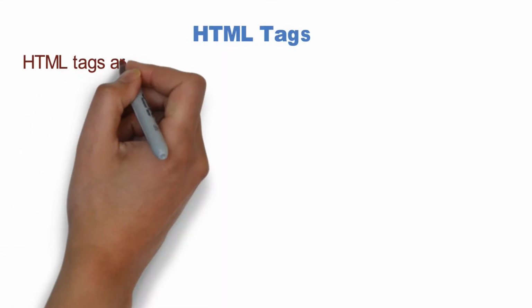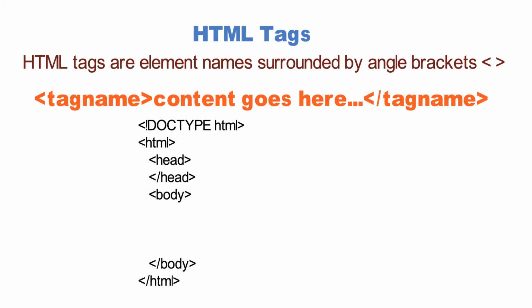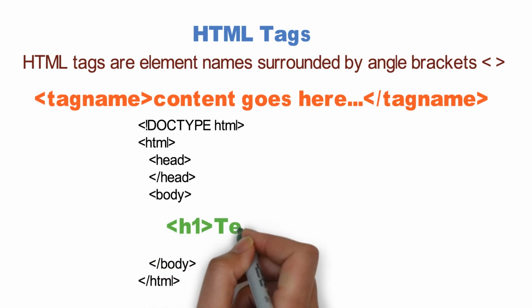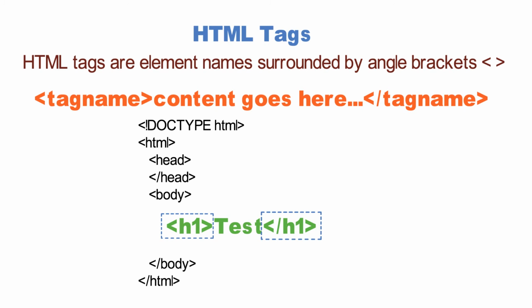HTML tags or element names are surrounded by angle brackets. For example, this. HTML tags normally come in pairs like <h1> and </h1>. The first tag in a pair is the start tag, and the second tag is the end tag. The end tag is written like the start tag, but with a / inserted before the tag name. Tip: the start tag is called the opening tag, and the end tag is called the closing tag.